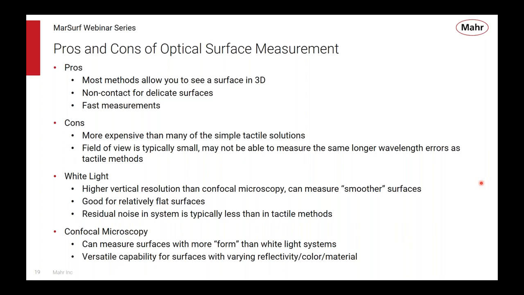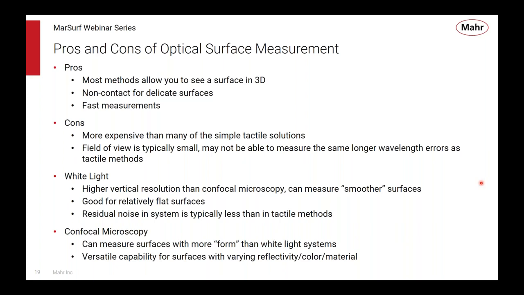I have a lot of people ask me, so why would I go with the optical? As I mentioned before, you get a 3D image, and if you're looking for 3D characteristics on the surface that are important to the functionality of the surface, you probably need to be able to measure it in 3D. But really, what are the pros and cons of the optical methods? So, big pro, most methods allow you to see a surface in 3D. The confocal point sensor requires some time and effort to do it. You've got to scan across the surface. Most of the other ones give you a 3D measurement right out of the box.